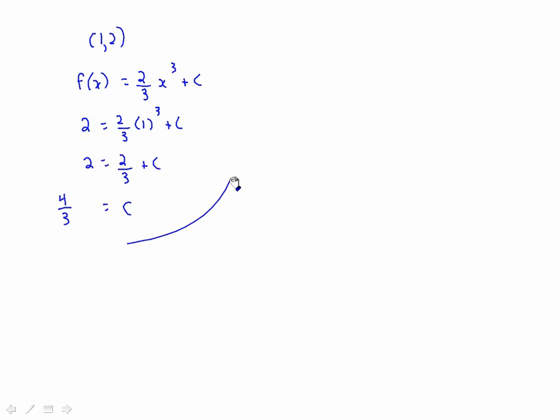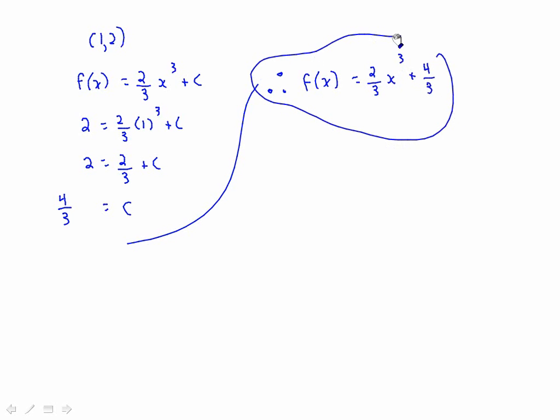6/3 minus 2/3. So therefore, the function f at x is equal to 2/3 x to the 3 plus 4/3. Type of thing you can do. So a good question. Now the next one I'm going to look at is an application.